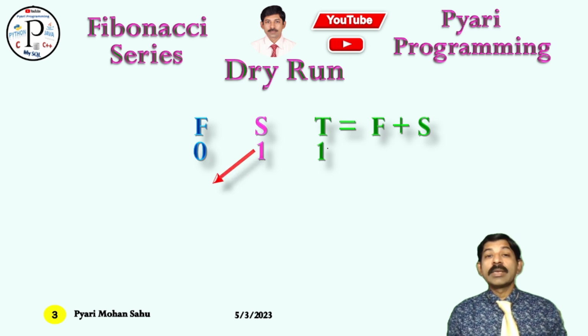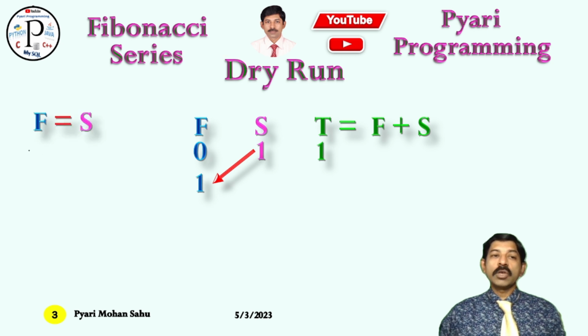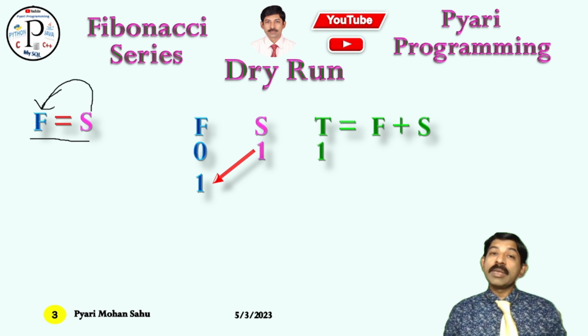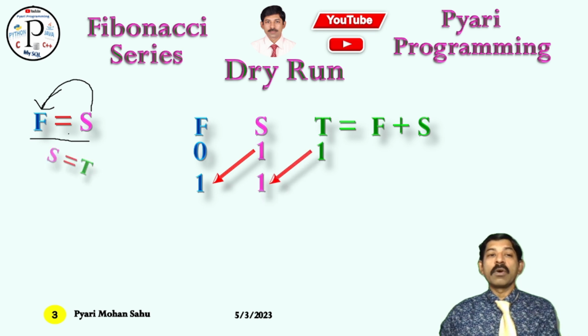What will be the next? Next time my second should come to the first position. What should I write for this? I will write first is equal to second, because first needs to be changed with the value of second. Now first becomes 1. Next, what should be my second? Second must take the third value. What should I write for this? I should write second is equal to third.